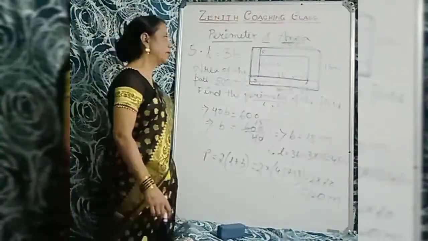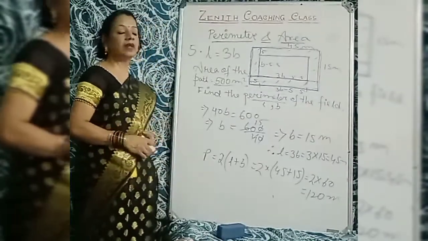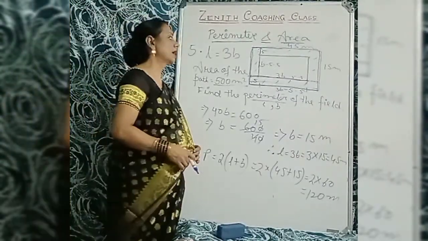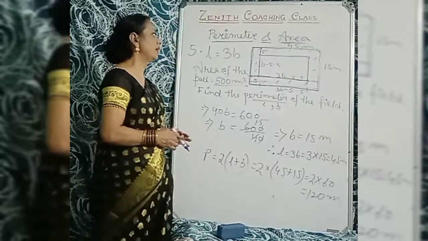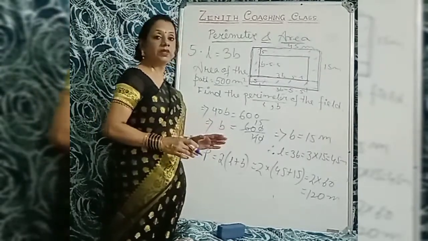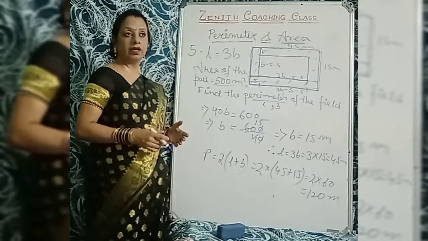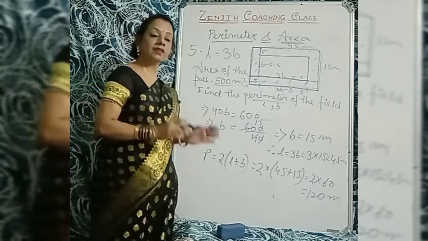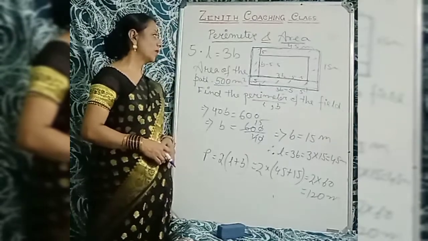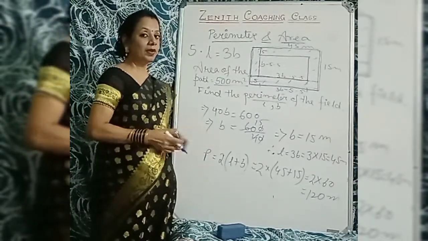So please observe the sum. I'll join you in the next class, the next class of perimeter and area. I'll teach you the different types of sums in the remaining sums, and then I'll teach you the area of the circle.